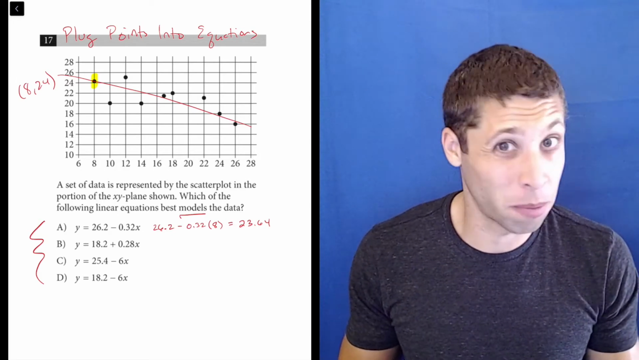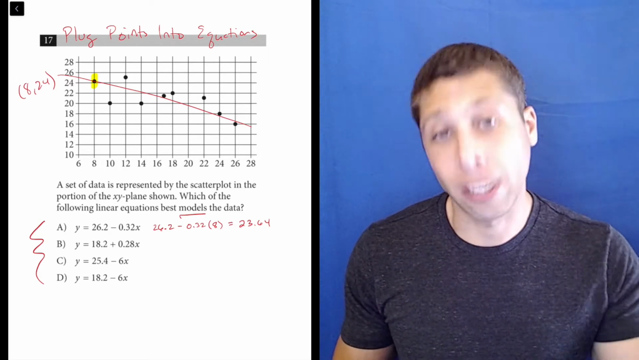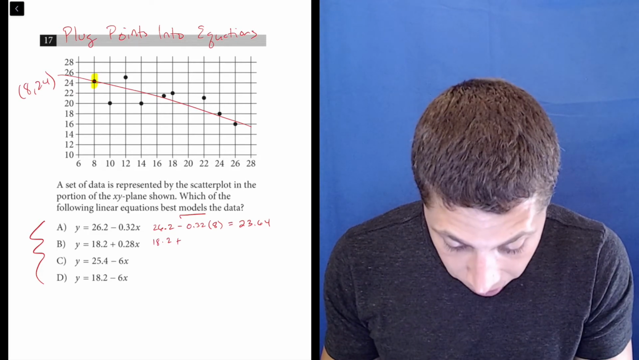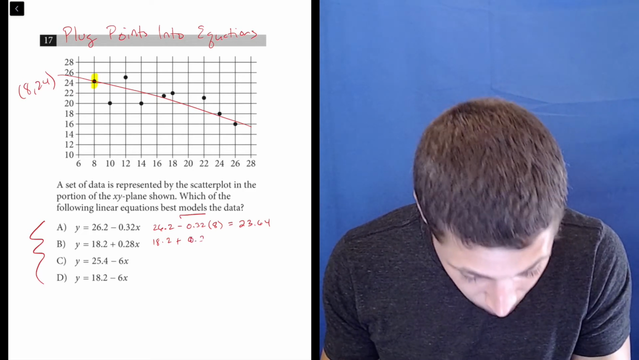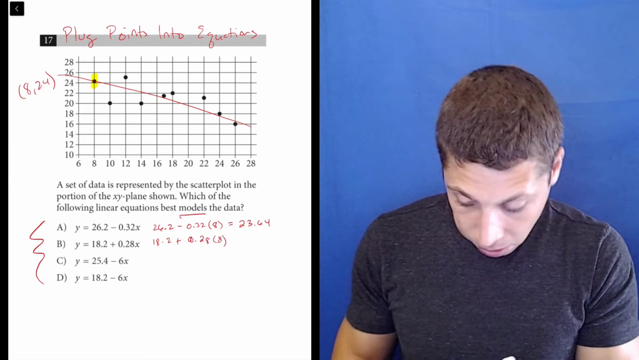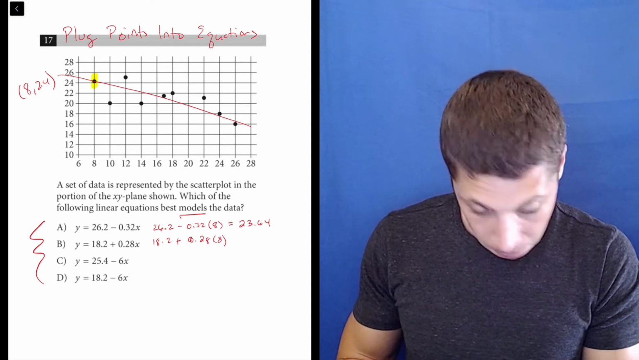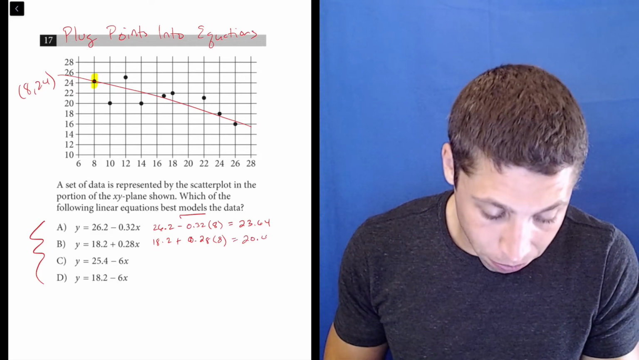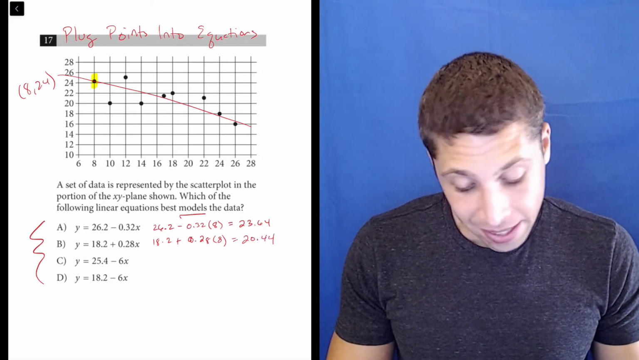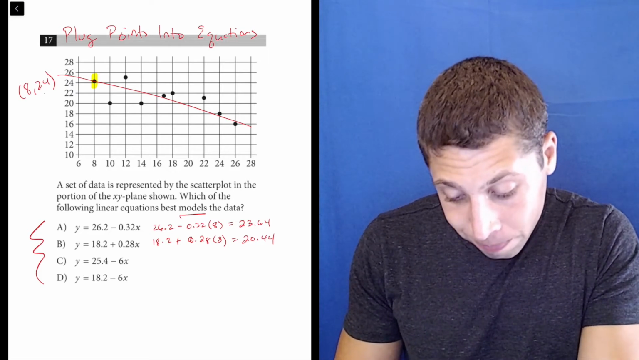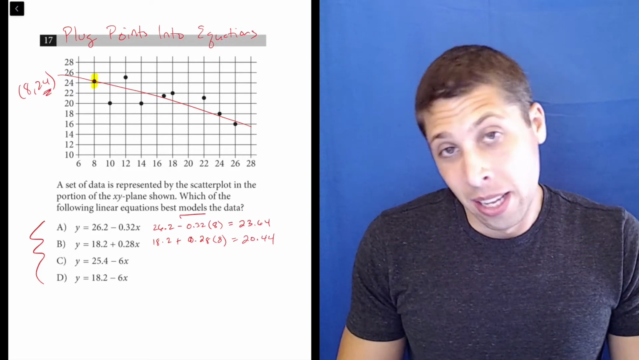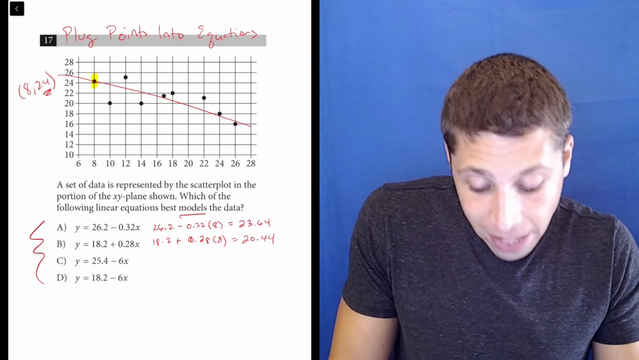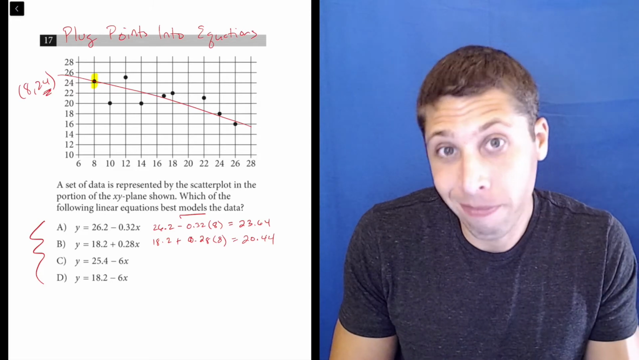Now, I can't just pick that, though, because it's possible that this point also kind of works pretty well with some other equations. So I need to be certain and try it in a bunch of equations. And so we got to do everything. So here we got 18.2 plus 0.28 times 8. So 18.2 plus 0.28 times 8 is 20.44. It's not really great. Remember, we want it to be 24. It's worse. Maybe I just drew the line a little off, maybe. So I'm not going to eliminate it just yet. It's not terrible. So we'll see.